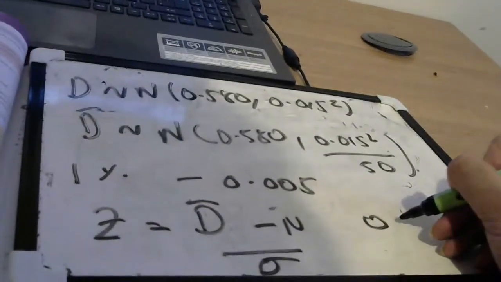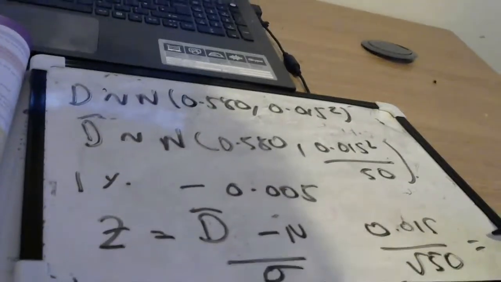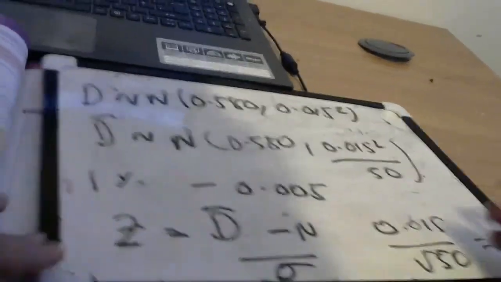So what we need to do is standardize it. You remember the formula for this is Z equals D bar minus the mean over sigma. Just to make sure everyone's absolutely clear, it's the new sigma, so it'll be 0.015 over root 50. It is not your population sigma, it is definitely your sample sigma. Once you standardize this, you should get Z equals minus 2.5758.